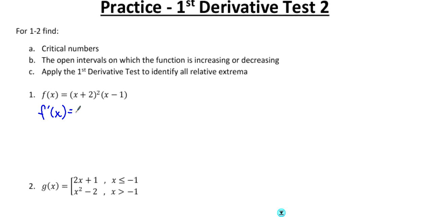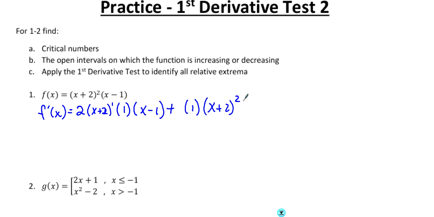Now, you could, if you wanted to, take the time to FOIL this all out, but it's easier just to do the derivative using product rule and chain rule. So taking the derivative, first is chain rule, so it's 2 times (x + 2) to the first power times the derivative of the inside, which is 1, times (x - 1), plus the derivative of x - 1, which is 1, and then I have (x + 2) squared. Now, I've got to simplify this a little bit, but I'm going to be setting this equal to 0.